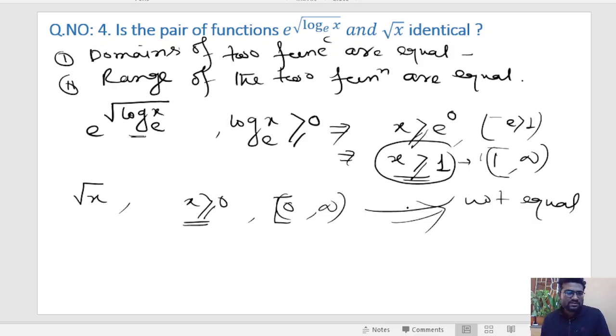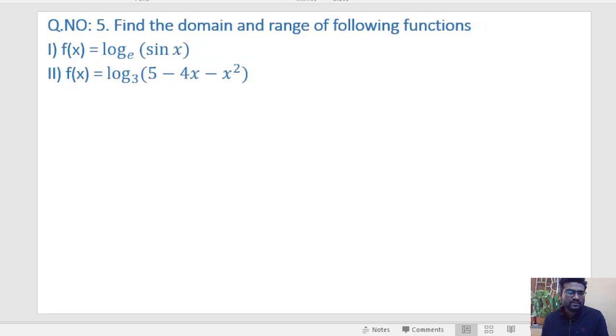And next question, another question. Find the domain and range of the following function f(x) equals log of sin x. This question is based on the logarithm function, and we can at first draw the given function and the result will come out. Question number 1, log of sin x.